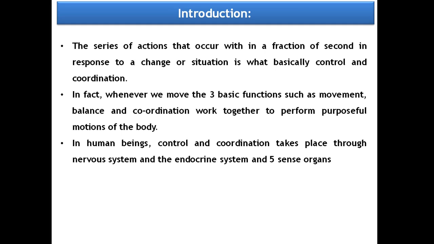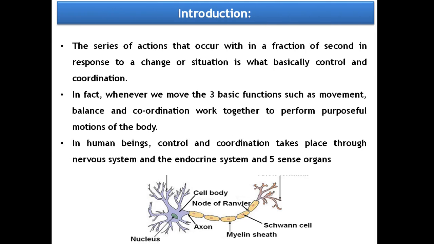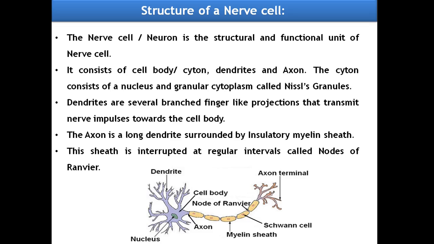Therefore, the response and coordination in both humans and animals involve sense organs, the nervous system and the endocrine system, that is hormones. What is the nervous system? The nervous system consists of nerve fibers and nerve cells which transmit nerve impulses between different parts of the body. Mainly it consists of 3 organs, that is brain, spinal cord and nerves. It also consists of sense organs. Sense organs also belong to the nervous system.